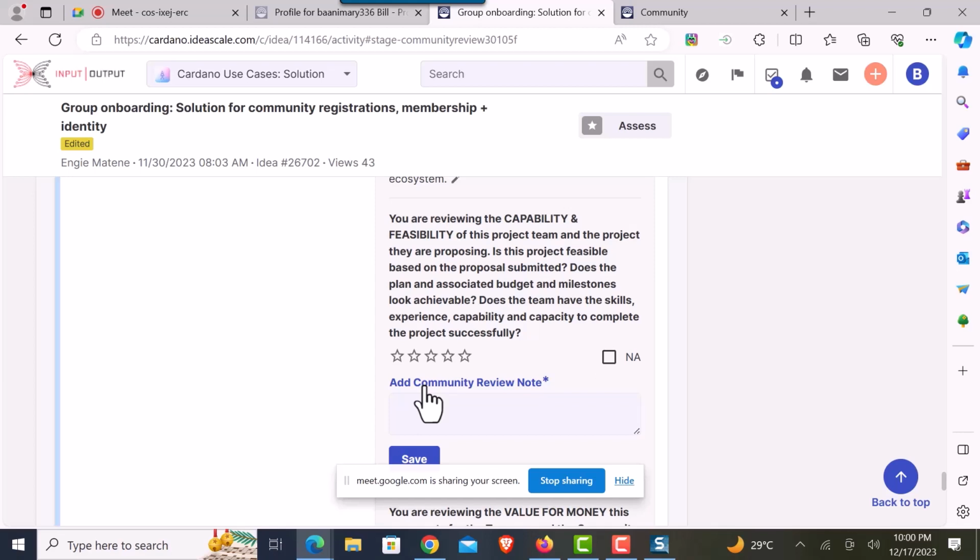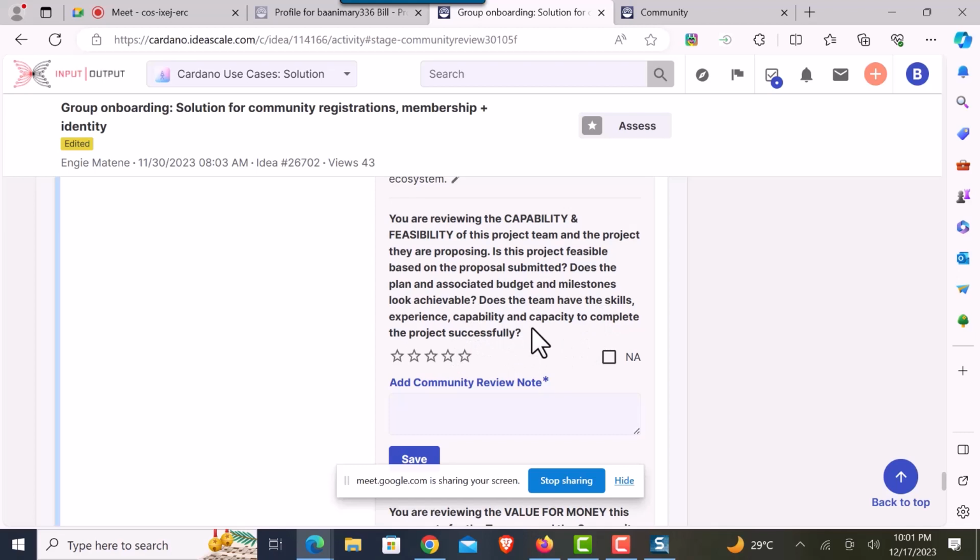You are reviewing the capability and feasibility of this project team and the project they are proposing. Is this project feasible based on the proposal submitted? Does the plan and associated budget and milestones look achievable? Does the team have the skills, experience, capability, and capacity to complete the project successfully?